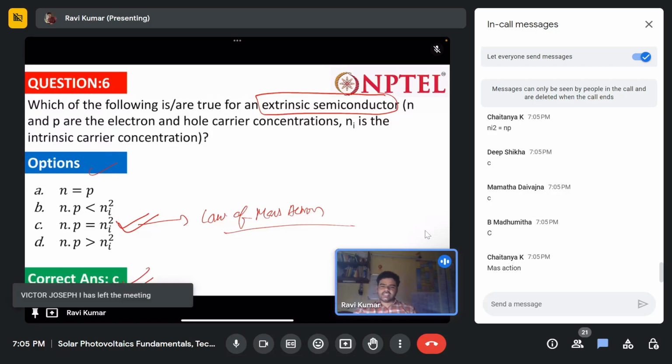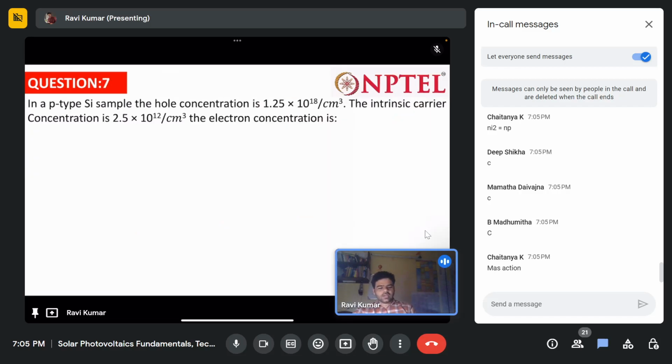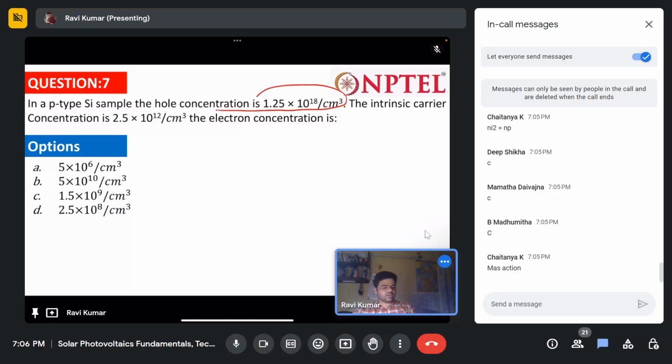Next question. It is a numerical based on the same thing. You just need to solve it. Here we have hole concentration 1.25 into 10 to 18. Then we have the intrinsic concentration. You just need to tell me the electron concentration. Do it and solve it right now and tell me.